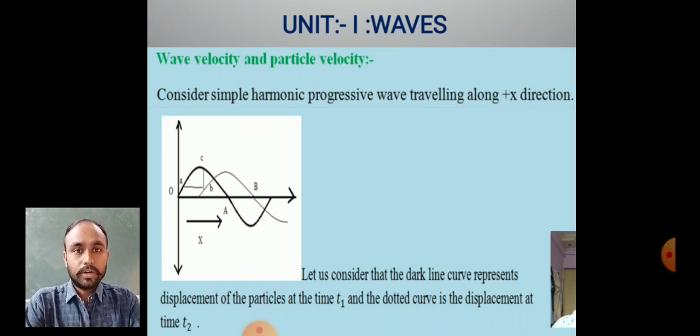Now look at the diagram shown on the screen. We have drawn one wave along the positive x direction. Consider the simple harmonic motion of a particle, and the wave is traveling along the positive x direction as shown in the diagram. When the particle is performing simple harmonic motion, it starts from the mean position, goes to one extreme position, again comes to the mean position, and then goes to the other extreme position.